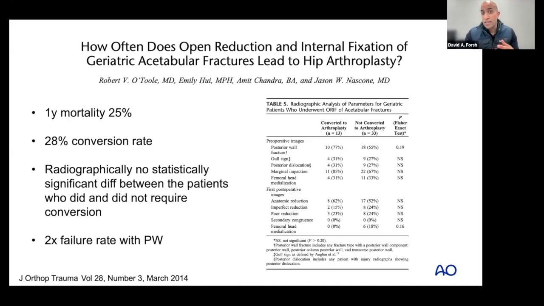What was also noteworthy out of their cohort was that there was about a 2 times failure rate for the patients that had any involvement of the posterior aspect of the acetabulum. So posterior wall fracture dislocations, transverse posterior walls, posterior column, posterior walls. It was something about having that posterior wall moiety that did not portend well for patients. Although it wasn't significant, it certainly did have a significant trend in comparison to the other radiographic parameters.